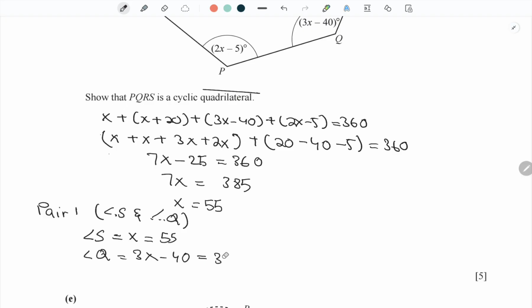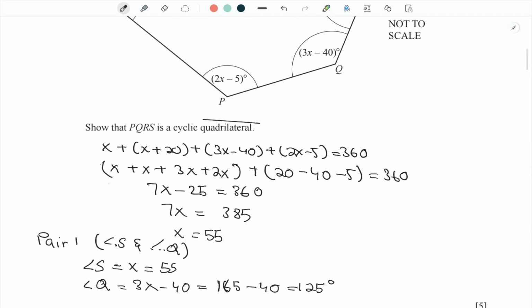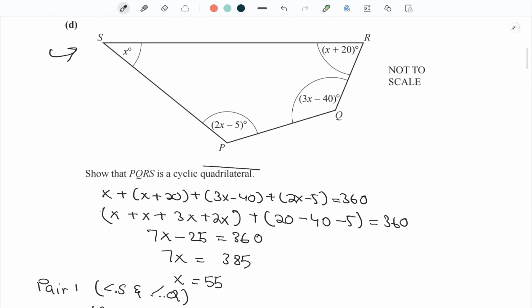So I just directly do that. 3 times 55, that should be 165, and 165 minus 40, so we get the value 125 degrees, right? Now we get the value of angle S and angle Q. We move on to the next one, that is angle P and angle R, right?